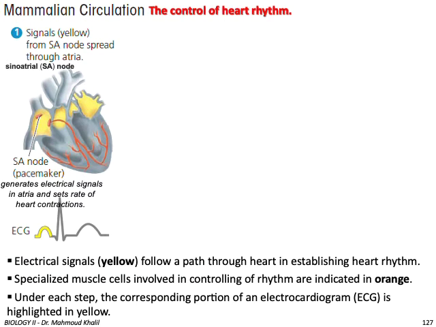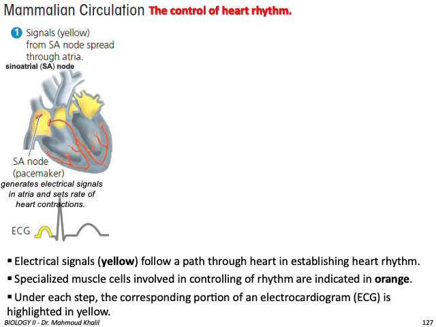Continuing with the control of heart rhythm, before describing it, you need to understand the figure. The electrical signal is represented in yellow, and you need to follow the path of this yellow signal to establish a heart rhythm. The specialized muscles involved in controlling this rhythm are indicated in the figure in orange. Under each step, you can see the corresponding portion of the ECG, the heartgram, highlighted in yellow.